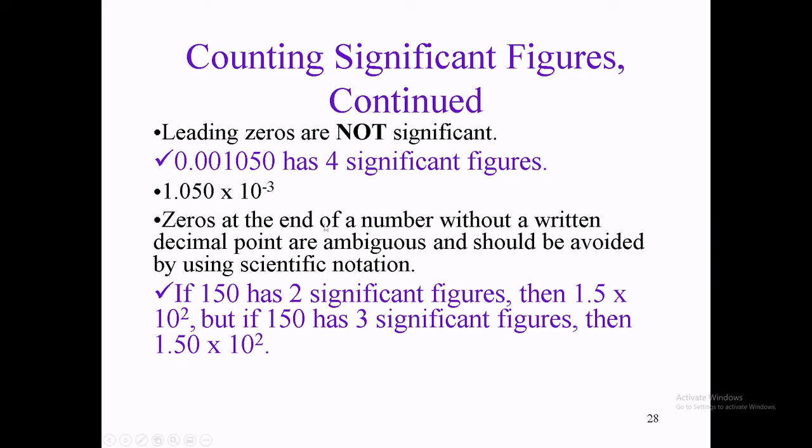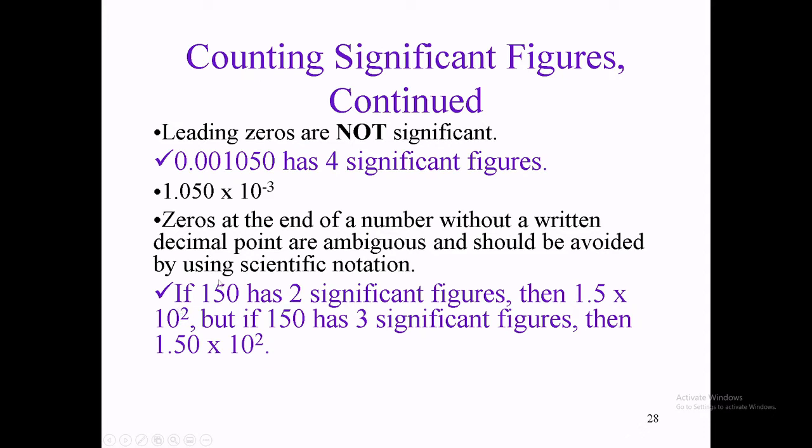Okay, zeros at the end of a number without a written decimal point. So we've talked about the trailing zeros when we have the decimal place. Now we're talking about when we're writing without the decimal point, these are ambiguous and should be avoided by using scientific notation. What we're saying here is that this significant figures convention, as I've mentioned before, is pretty lazy and there are some holes in it. Probably something scientists need to fix eventually, but I guess they're working on other stuff.